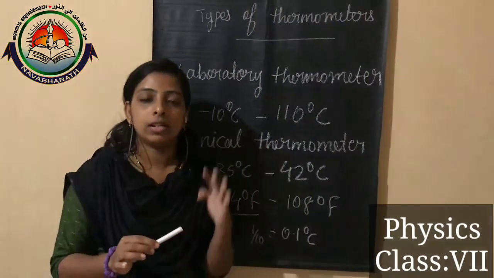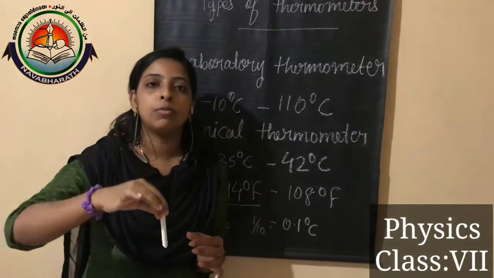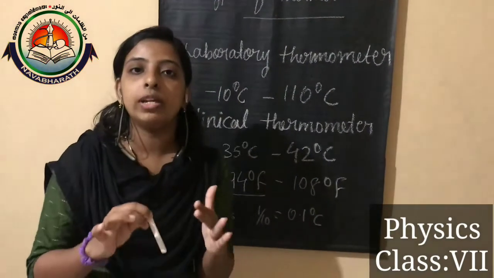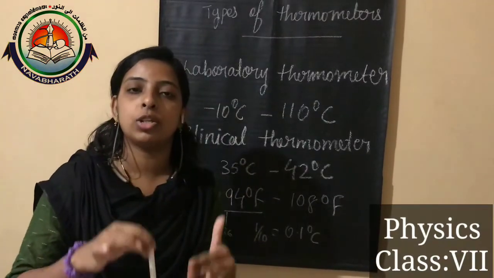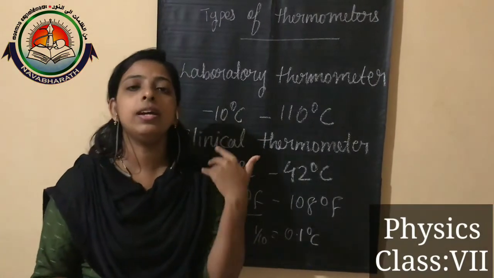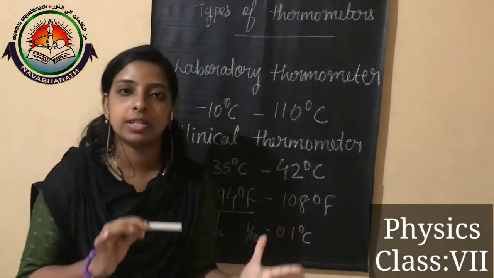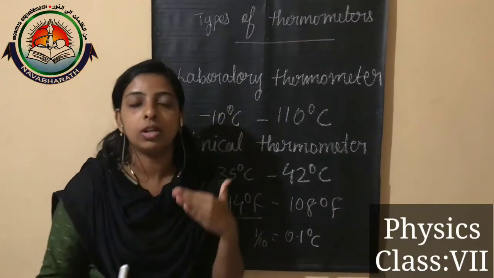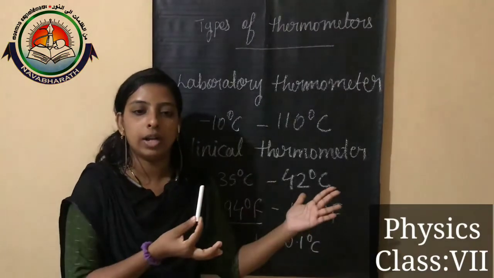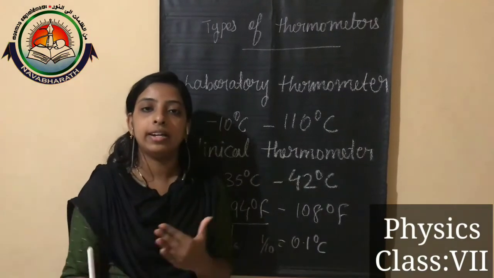And the next point is that we should never place the bulb of the thermometer in boiling water. Why? When we place the bulb into boiling water, it will also lead to the breakage of the thermometer. And the last point is that we should never leave the thermometer for a long time in sunlight or near a flame. That also will lead to breakage of the thermometer. So that's all about the precautions that we have to take while handling these thermometers.